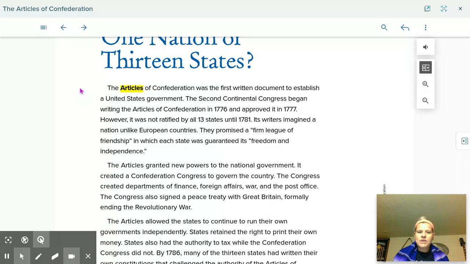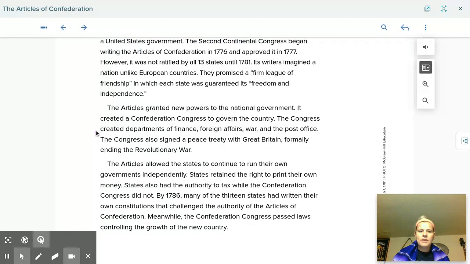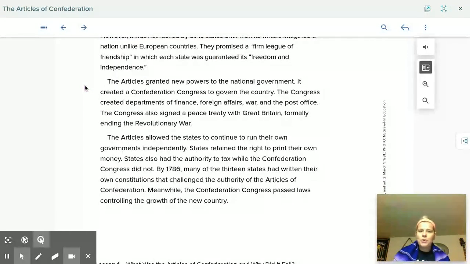Its writers imagined a nation unlike European countries. They promised a firm league of friendship in which each state was guaranteed its freedom and independence. The Articles granted new powers to the national government. It created a Confederation Congress to govern the country. The Congress created departments of finance, foreign affairs, war, and the post office. The Congress also signed a peace treaty with Great Britain, formally ending the Revolutionary War.